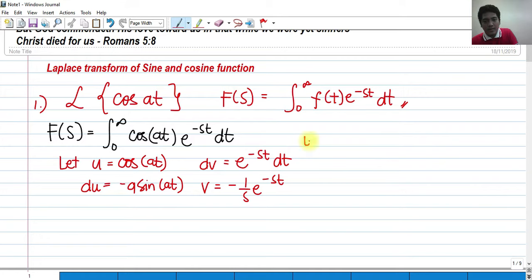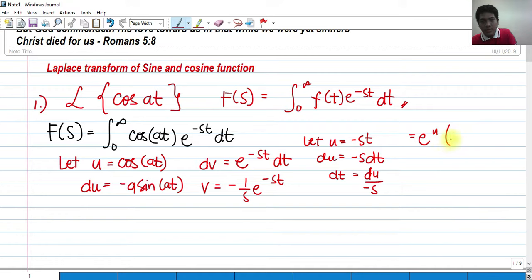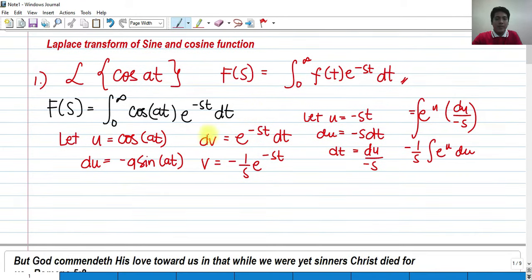Again, if we let u is equal to negative st, we differentiate this with respect to t. We have negative s dt, and if we are concerned with getting dt, we have dt is equal to du over negative s, such that if we substitute it here, we have e raised to u multiplied by dt, which is du over negative s. That's why we have negative 1 over s outside of the integral. So negative 1 over s integral of e raised to u du. If we integrate e raised to u, that is e raised to negative st. So that's the history behind that.